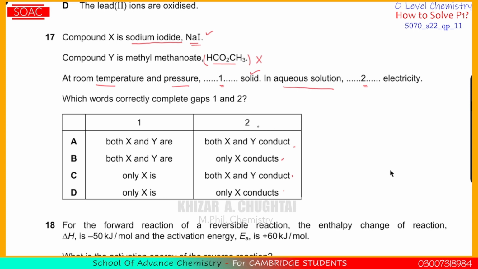So in the second column, only the X compound conducts electricity. Now, which one is solid at room temperature? It is true for ionic compounds that they are definitely solid at room temperature. So X only, and 17D is the correct option.